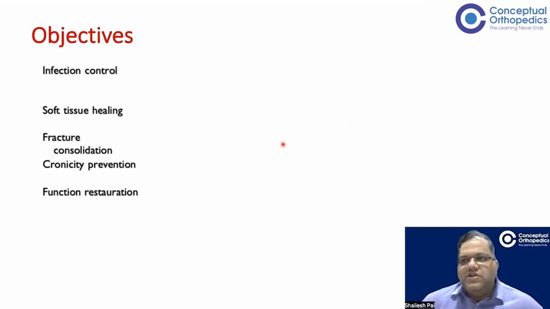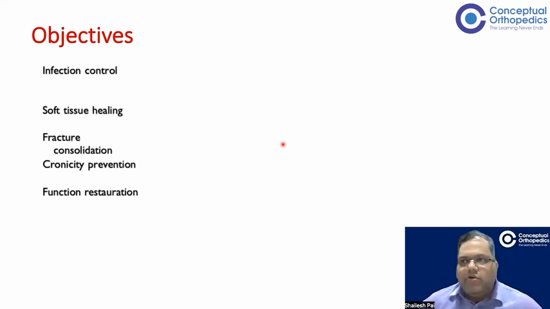Now, objectives in any fracture related infection are pretty simple. We need to control the infection, right? We need to make the skin heal, that is, soft tissues heal. We need to make the bone heal, fracture consolidation, and we have to prevent this infection from becoming a chronic infection, and the patient should get back to the function that he had before he had the fracture, right? So restoration of his function is also of prime importance. So all of these we need to start thinking into.